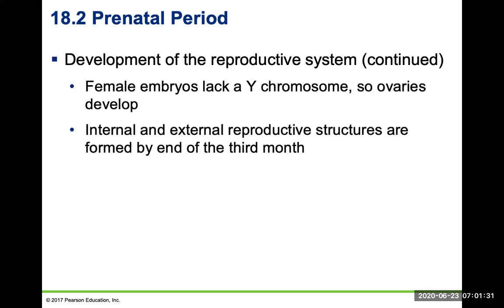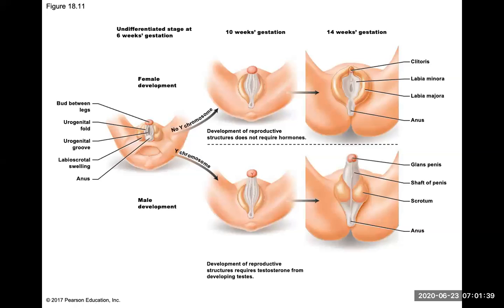Female embryos lack the Y chromosome, so your ovaries develop, and internal and external reproductive structures are formed by the end of the 3rd month. So this is a look at male development versus female development, showing how the penis would develop versus the lack of a penis in the females right around 10 weeks of gestation.